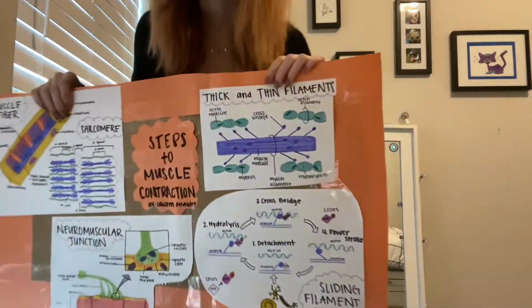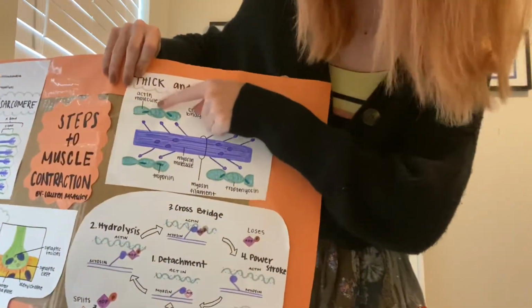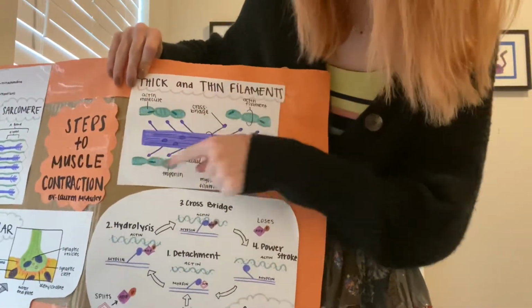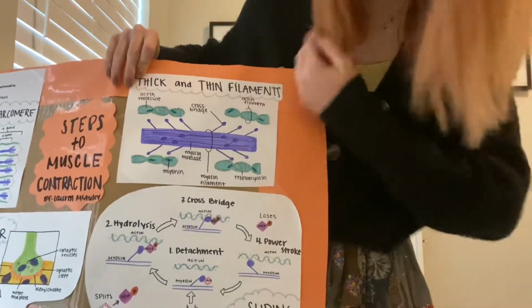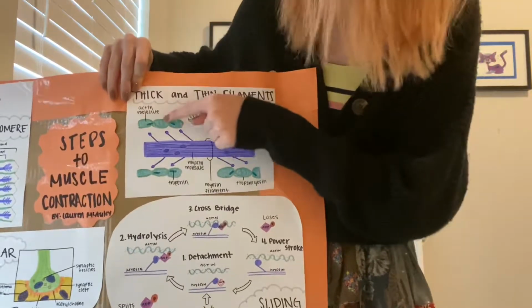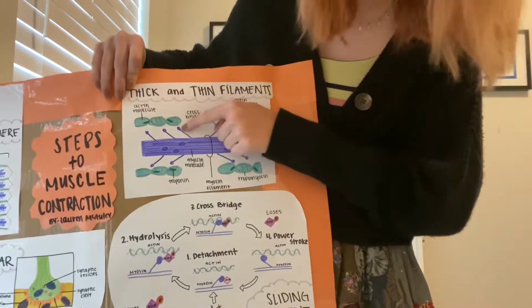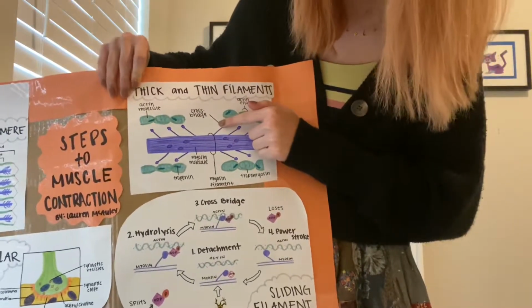Right here we have a thick and thin filament. Here we can see the actin molecules, which are shown in the blue color, and then in the purple, we have the myosin molecules. This is the thick one and this is the thin one. And these little parts that are protruding outward are the cross bridges.